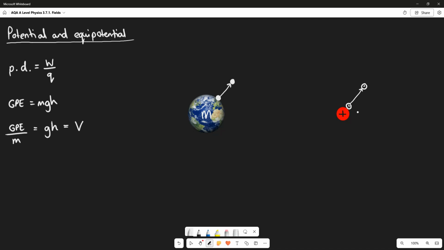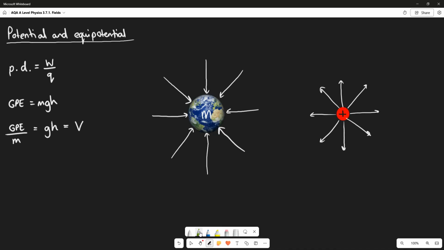As well as potential, we have equipotential lines. So notice that these movements, these changes in height and changes in distance, are along the field lines. If we redraw the field lines, then we can also sketch on lines of equipotential. So in the same way that if you are walking up a hill, you have to expend energy to get to the top, you could stop at one point on the hill and walk around it at the same height.